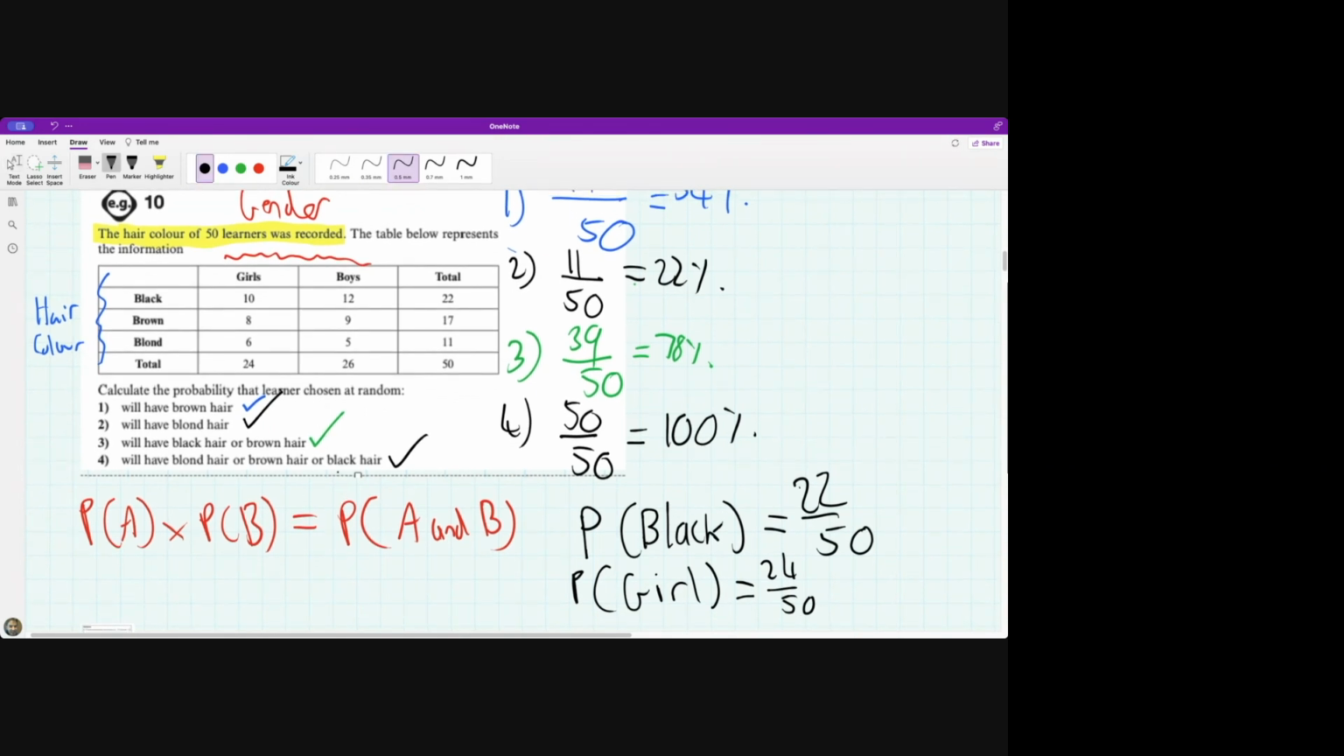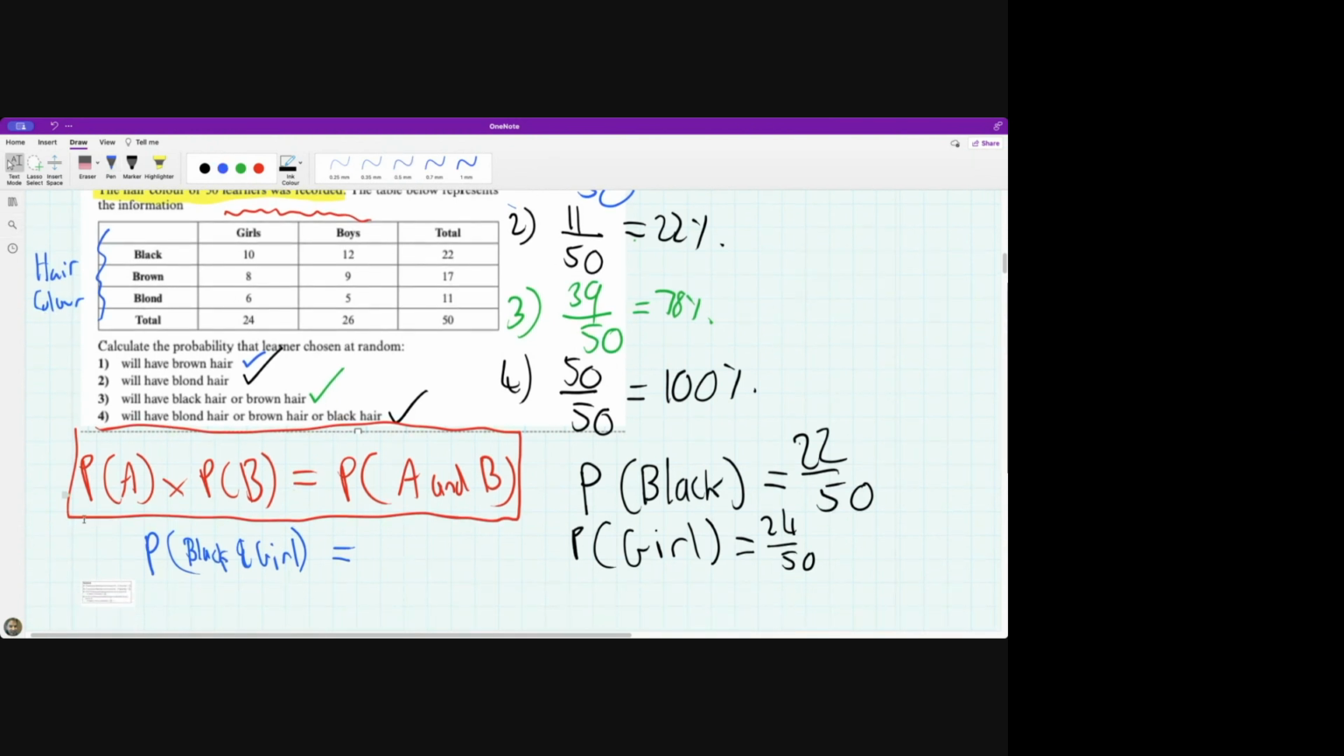Now, if you think of this equation as being our guiding process, you can see that my next step is to take the probability of having black hair times the probability of being a girl. But now I've got only two parts of this equation. There's one more part that I need to work out, and it needs to be based on what I chose here. What I'm going to work out is, what is the probability of having black hair and being a girl? Can you see the connection before I even compute that?